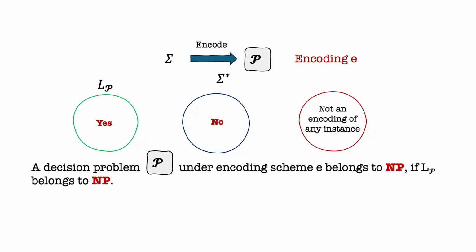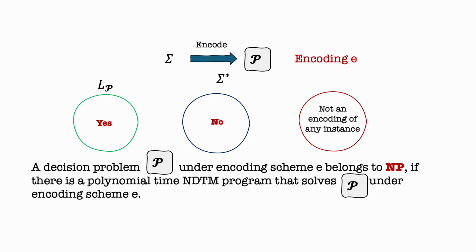Or we can say a decision problem P under encoding scheme E belongs to class NP if there is a polynomial time NDTM program that solves P under encoding scheme E. NP is the set of all decision problems, or equivalently languages, that can be solved efficiently. Here, efficiently means they can be decided by a non-deterministic Turing machine, or NDTM, in polynomial time.